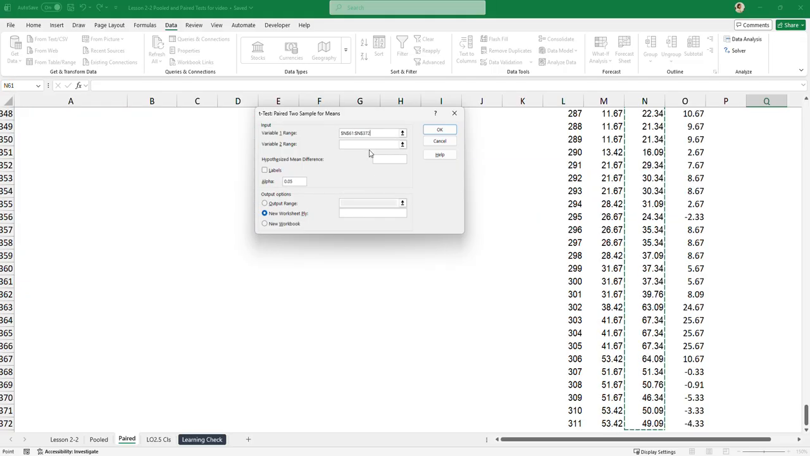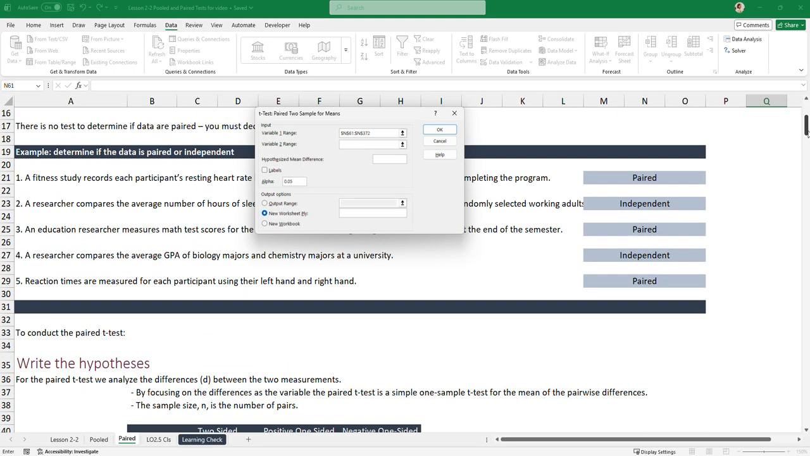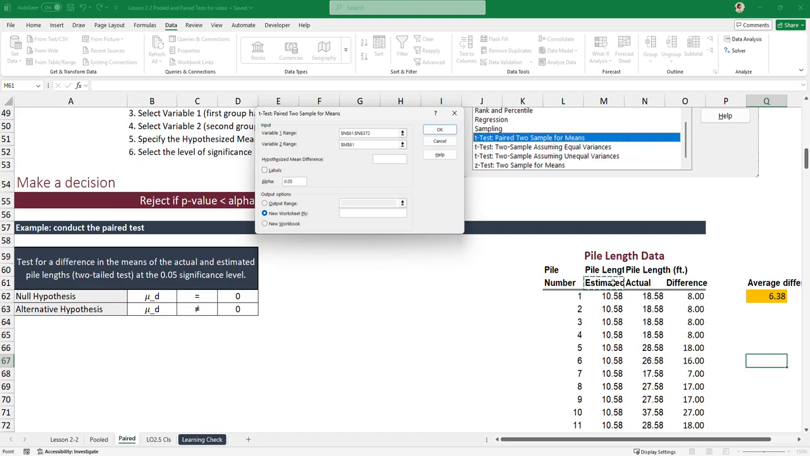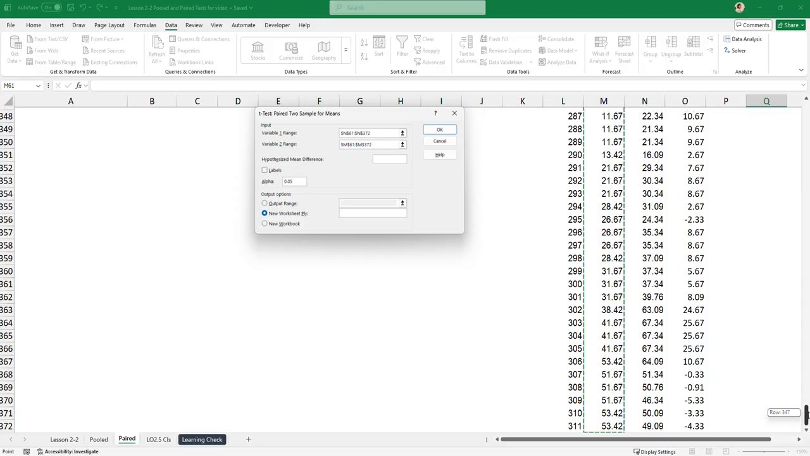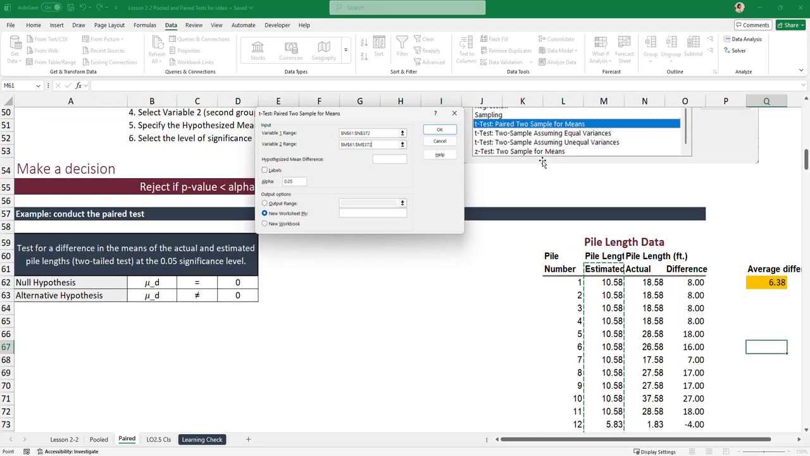So I'm going to select the actual column first, and then I'll select the estimated column. This data is structured in a different way than the previous examples, where we had to be careful about sorting according to yes and no. This data is already stored in two separate columns, but they're still different groups for estimated versus actual. It's just how the data was chosen to be stored, that they put the two groups into two different columns and they're matched on the same pile number.